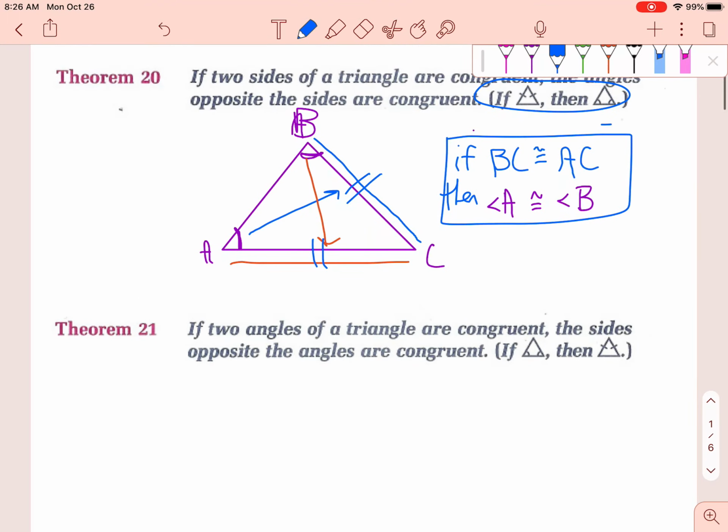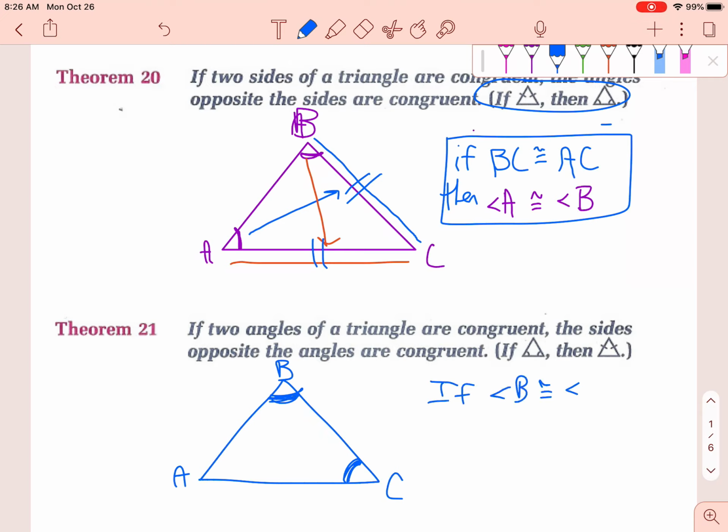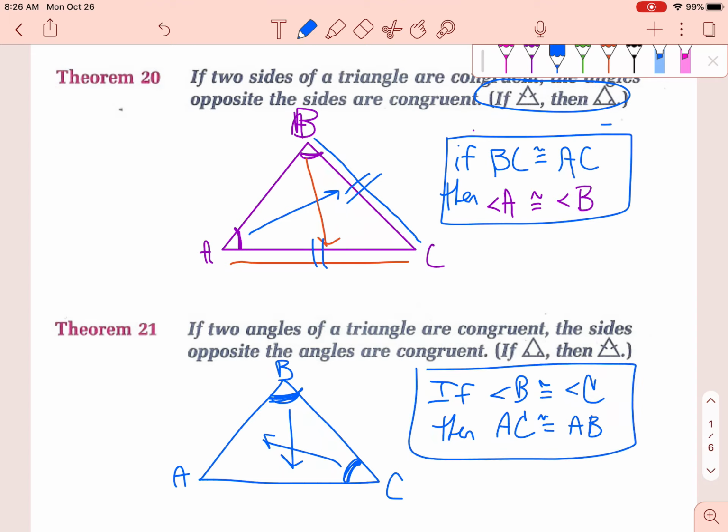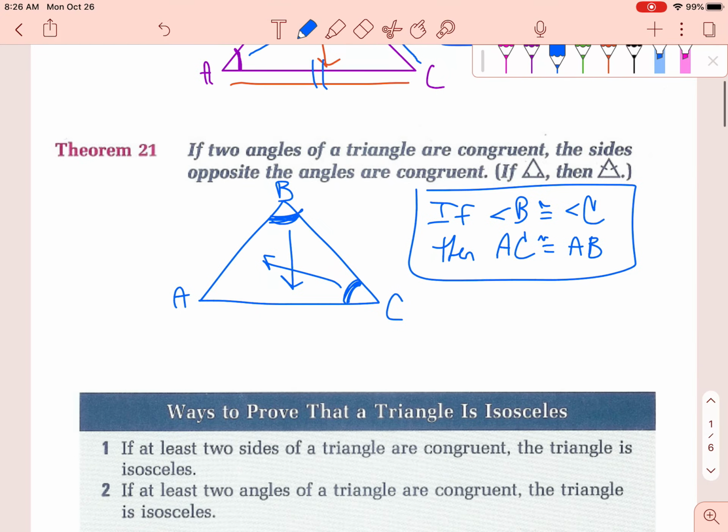Now, the same thing holds true. If the angles are congruent, then the sides opposite them are also congruent to each other. So again, let's do ABC, only this time, let's say that angle B is congruent to angle C. Then we know that the side opposite B, AC, has to be congruent to AB. So if the angles are congruent, the sides opposite are congruent. If the sides are congruent, then the angles opposite are congruent to each other. That's theorem 20 and theorem 21.